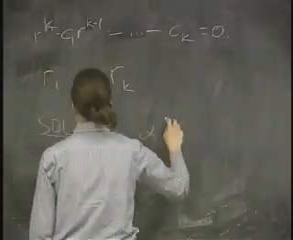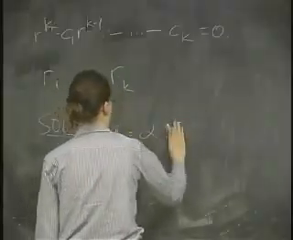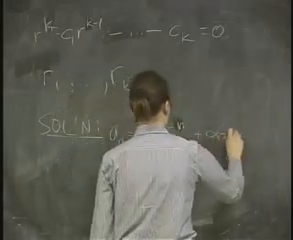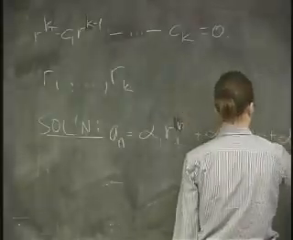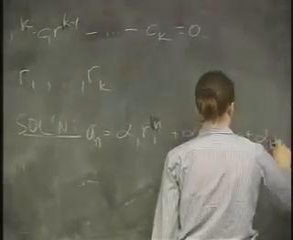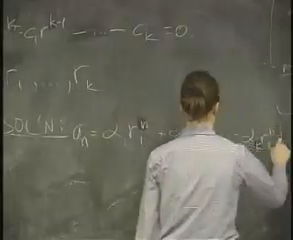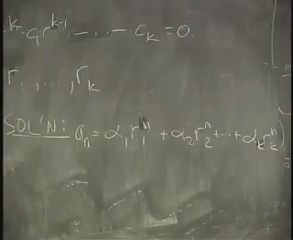In fact, so our solution is alpha 1 r1 to the n plus alpha 2 r2 to the n plus ... alpha k rk to the n. So what we end up getting is actually a linear combination of these roots.